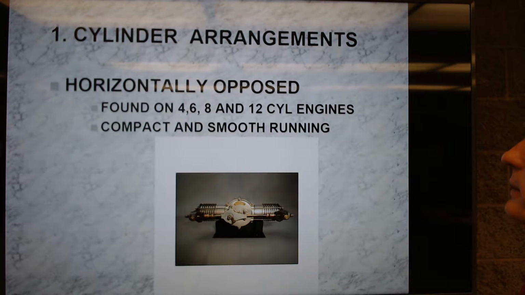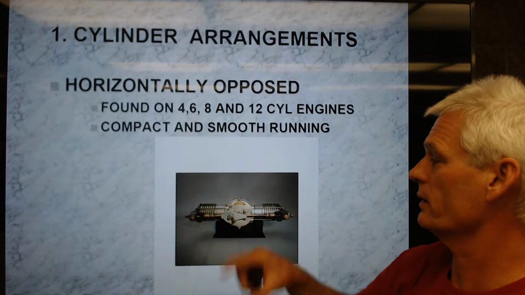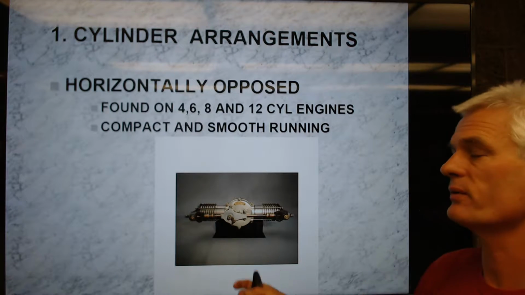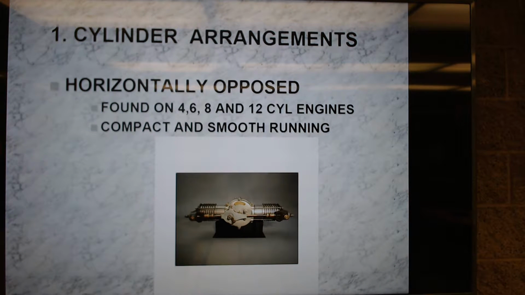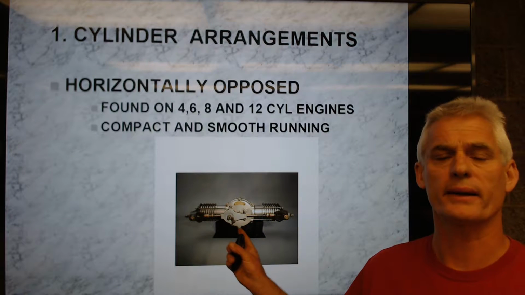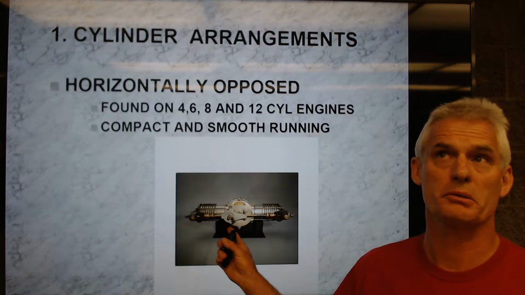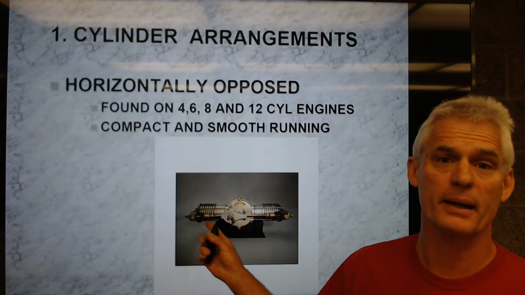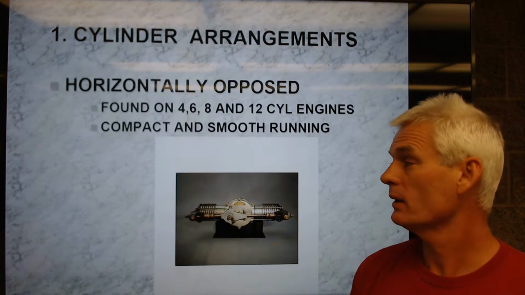We're continuing to talk about cylinder arrangements. Next one is a horizontally opposed engine. This is found, like it says, on 4, 6, 8, and 12-cylinder engines. They're very compact and smooth running. This is all the Volkswagens from 1939 up until the early or mid 80s. It's also Porsches from way, way back all the way up into the 90s.